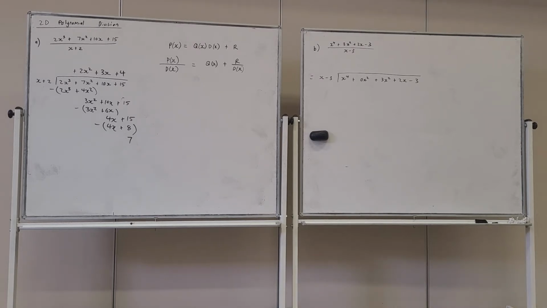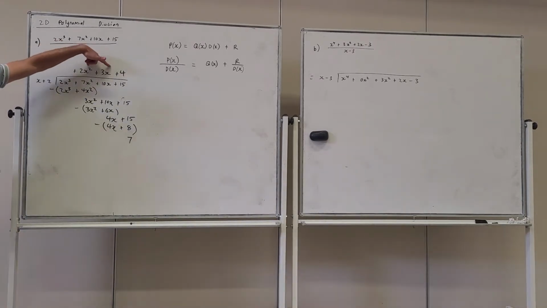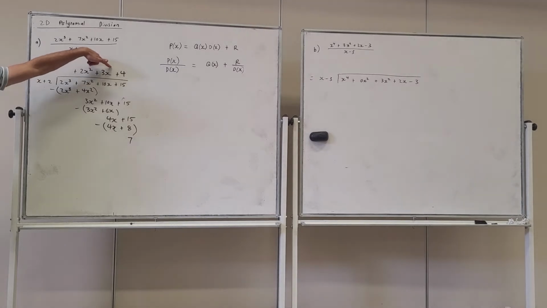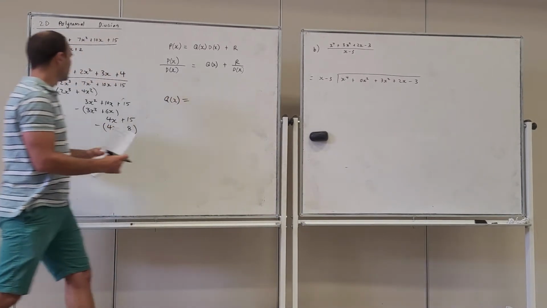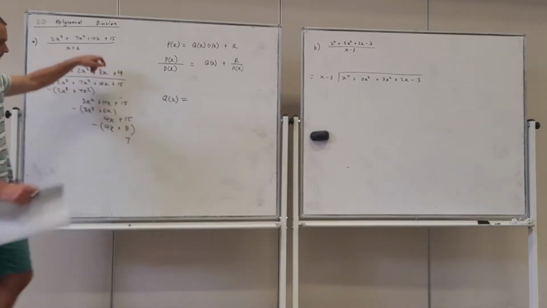So this is our quotient. This is q of x. It's what we've sorted out at the top: 2x squared plus 3x plus 4.